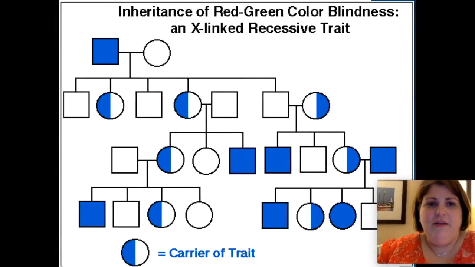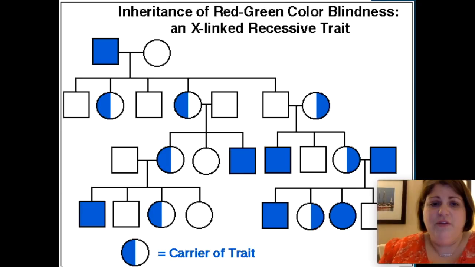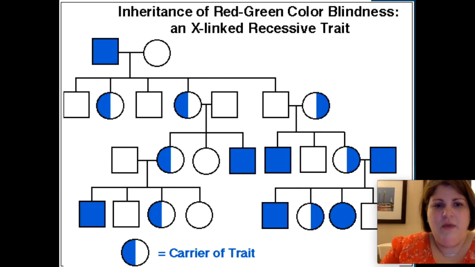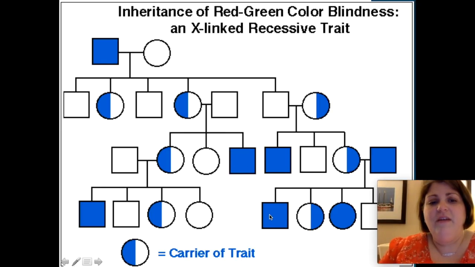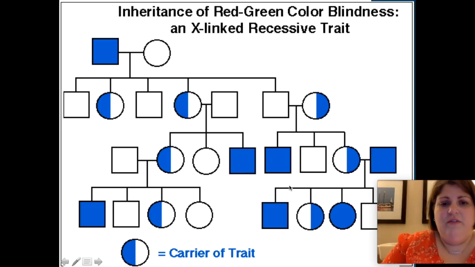Here we have a pedigree that is X-linked and it's recessive. So we have a couple of clues. First off, look, there are no carriers that are males. All of the carriers listed are females. Another clue that this is sex-linked is if we take a look, we've got 1, 2, 3, 4, 5, 6 males that have it, and only one female that has it. Here's another clue. We have a male that has it. His mom has it.